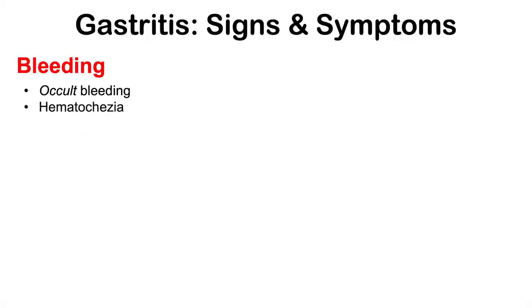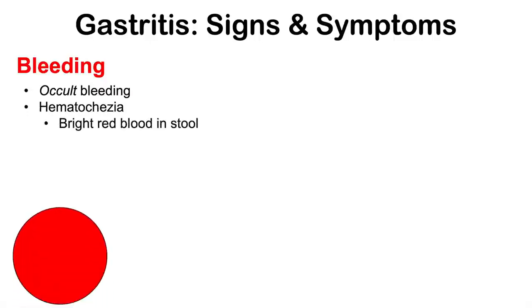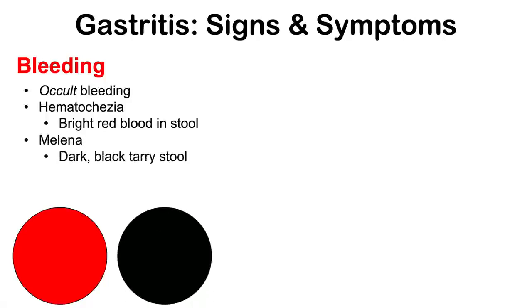Now, some more serious findings that can occur in gastritis include bleeding. So the bleeding can either be occult bleeding, which means that the patient wouldn't even realize they're having a bleed, or it can be hematochezia, which is a bright red and bloody stool, or they can have melena, which would be dark and black, tarry and smelly stool.